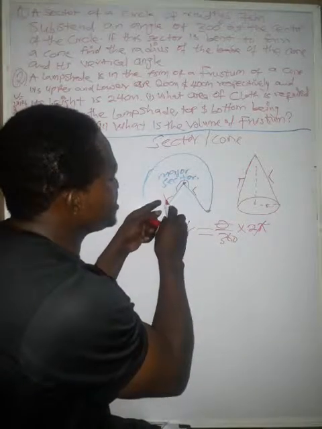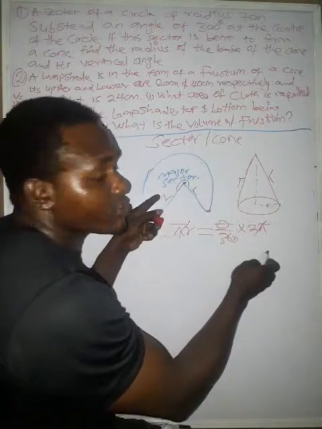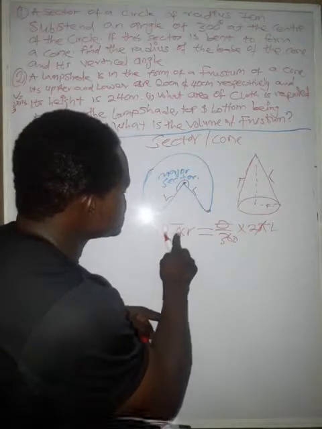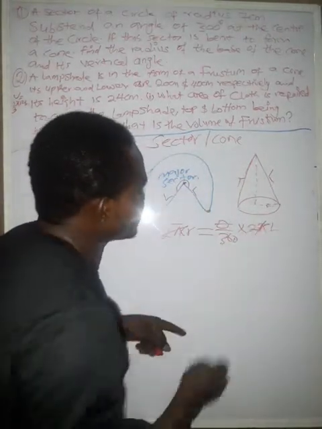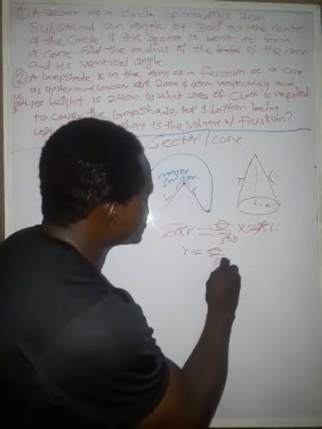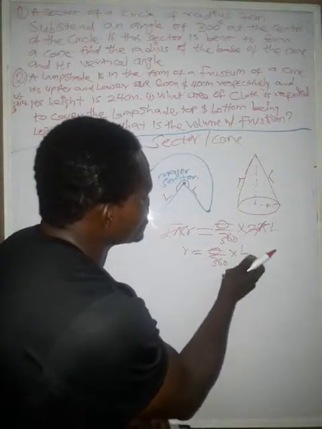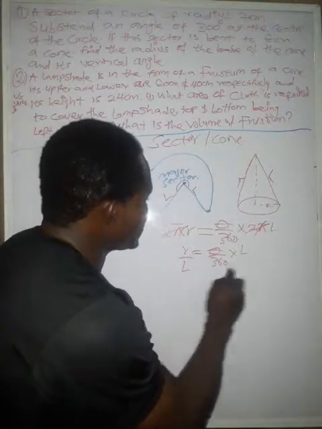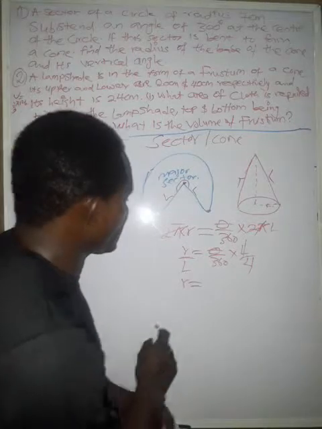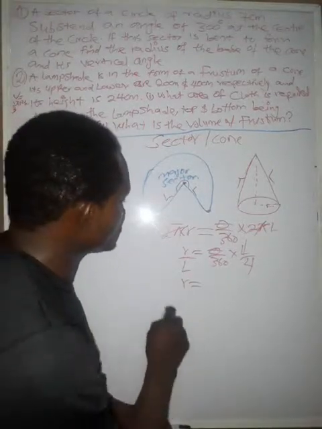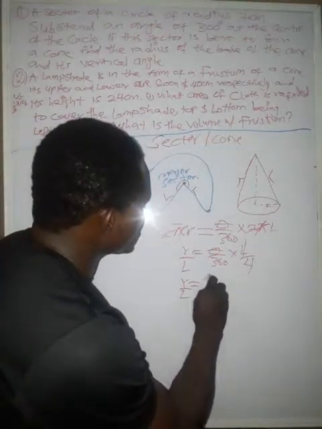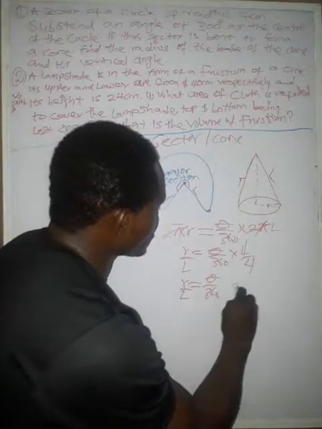So the radius here is the slant height for the cone, so I'm having L here. Cancelling 2 pi r, I'm left with r equals theta over 360 times L. Then I can divide through by L, so this cancels this. I have r over L equals theta over 360. So I can call this one equation 1.